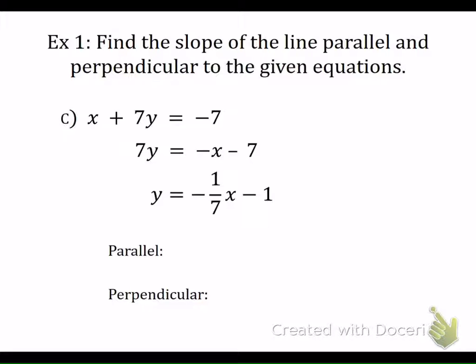What's the slope of that line? Negative 1/7. So what's the slope of a line parallel to that line? Negative 1/7. It's the same thing. Perpendicular, positive 7. You just flip it, you get 7/1. It was negative, you make it positive. So opposite reciprocal. Flip and change the sign. What are your questions?